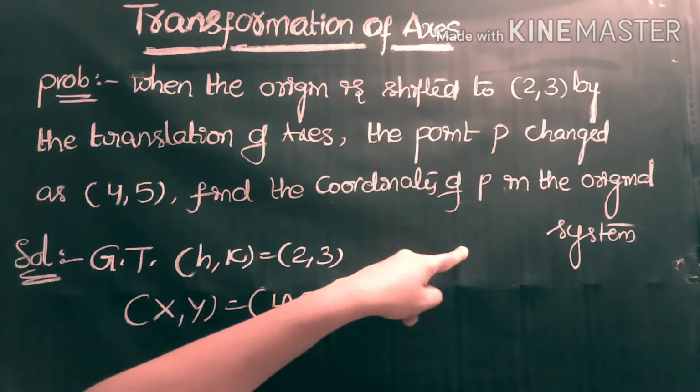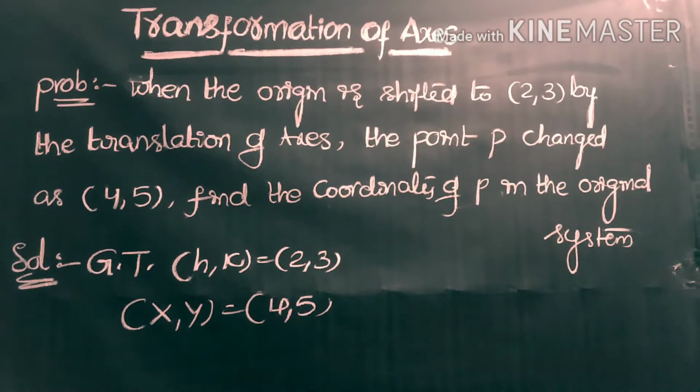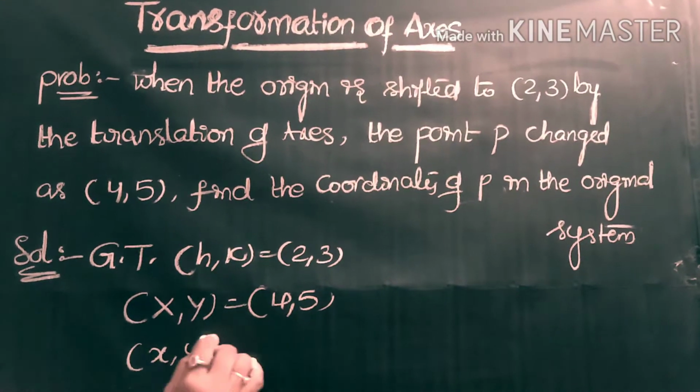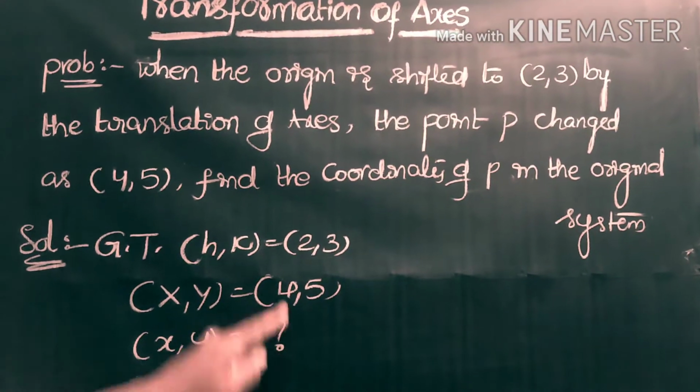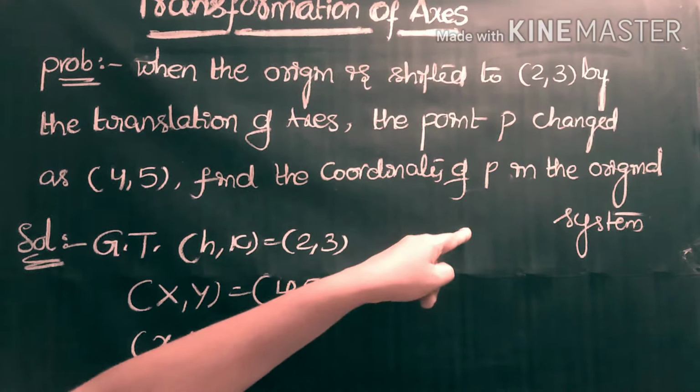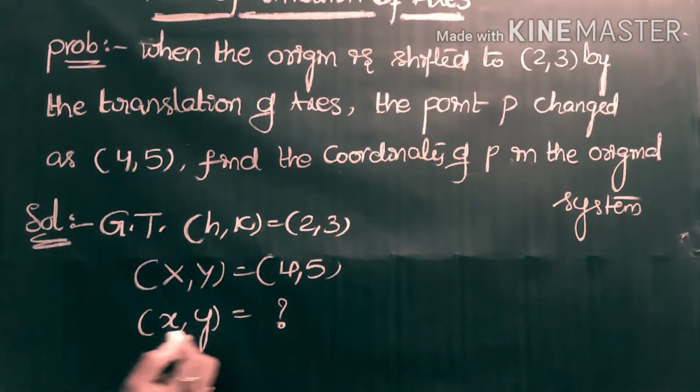Find the coordinates of P in the original system. Original system means the old system. So we want the coordinates of the point with respect to the old axis. That is, we want the coordinates small x comma small y.